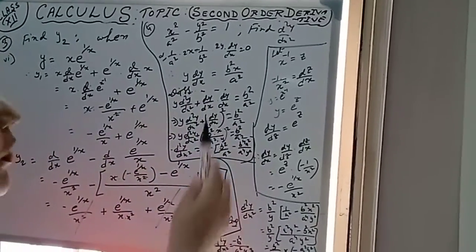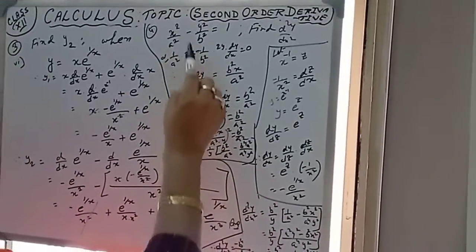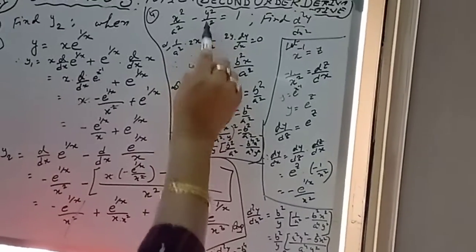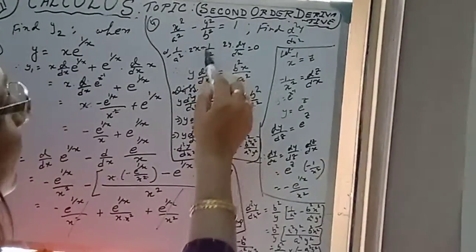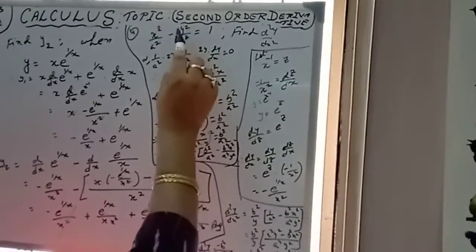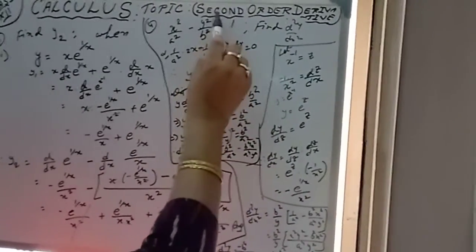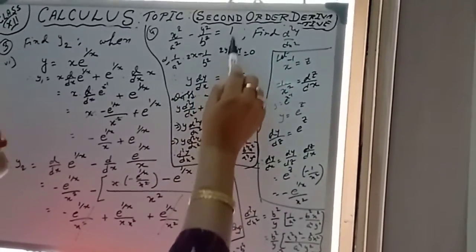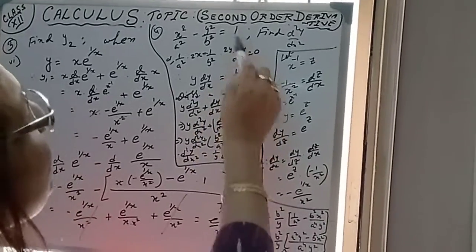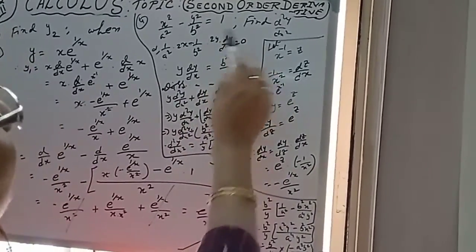is a constant term. So 1 by a square into d/dx of x square is 2x, minus. 1 by b square is a constant term, so write 1 by b square into d/dx of y square, that means 2y into dy/dx by chain rule, and d/dx of 1, that means constant term, is equal to 0.